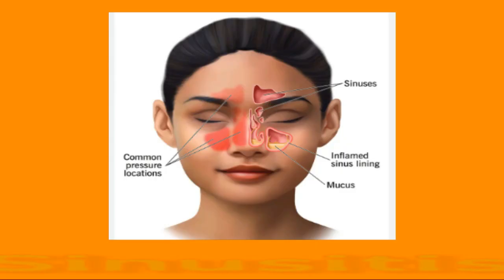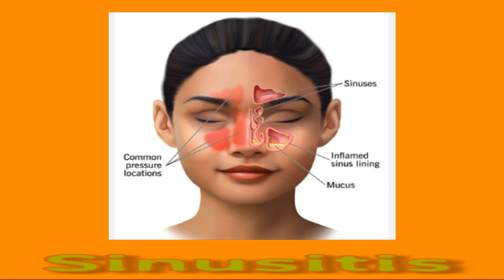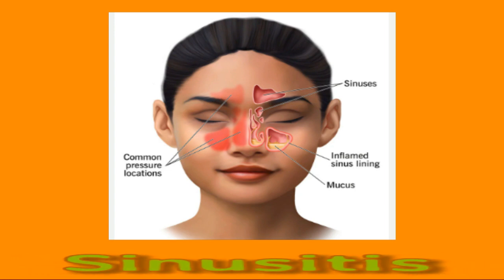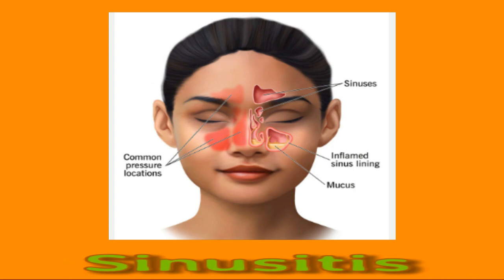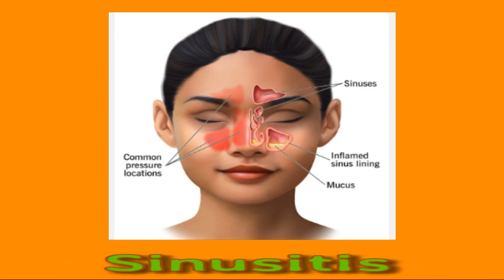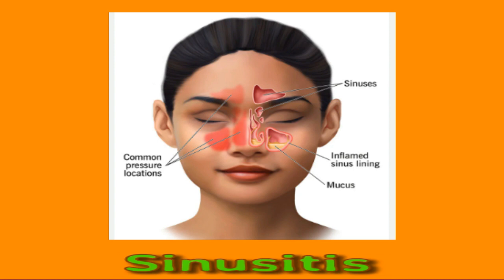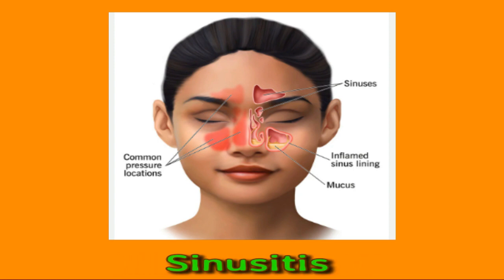Sinusitis. Sinusitis is the inflammation of the sinuses and nasal passages of the face. Sinusitis may occur due to the following: colds, allergies, irritants, viruses, smoke, dust. A person with sinusitis may experience the following: facial pain and pressure on one side of the jaw, facial fullness, a blocked nose, fever, difficulty smelling.